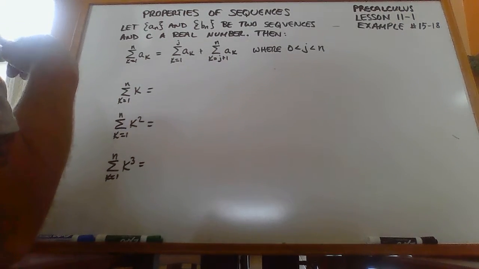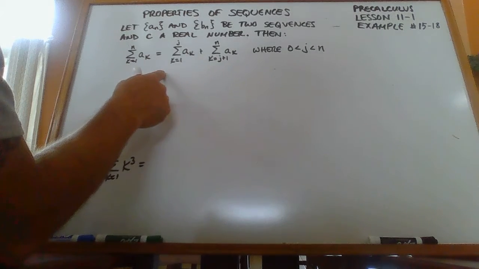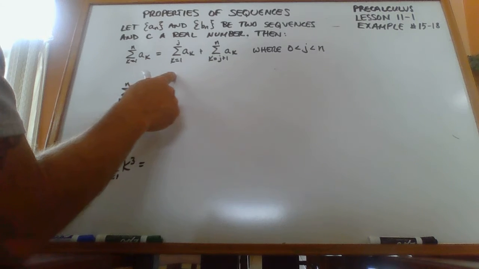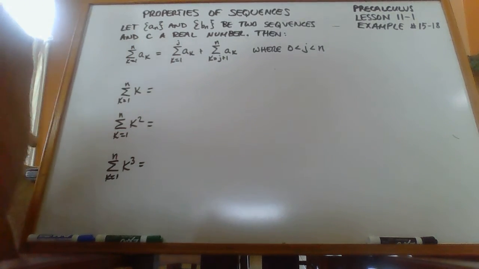So basically what that says is if you're going along a sequence, you could add up to a certain point and stop, and then take the next term and add that up to the end, and then take the two and add them together, and you get the right answer.